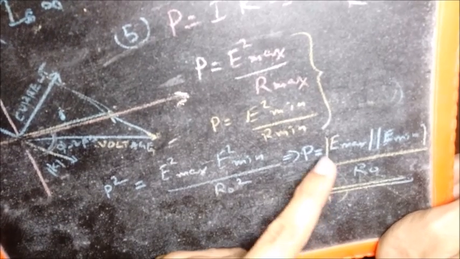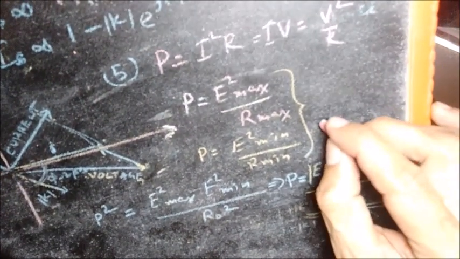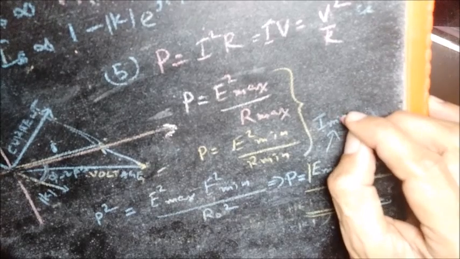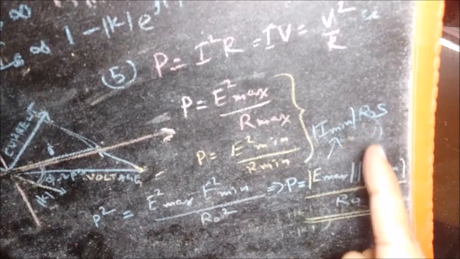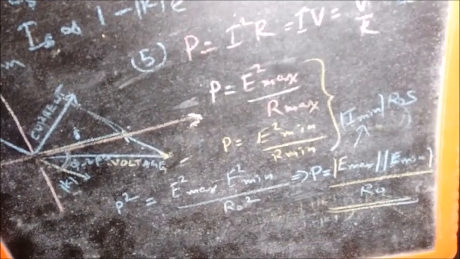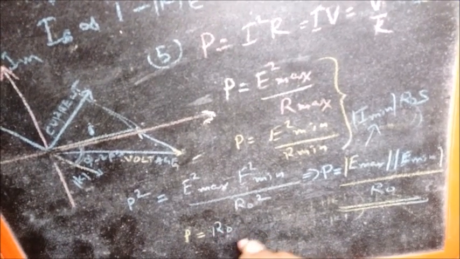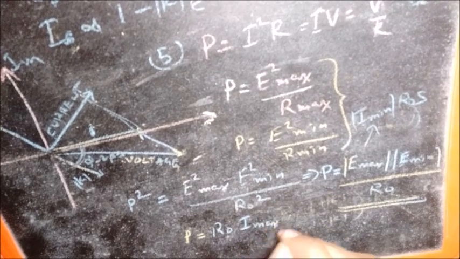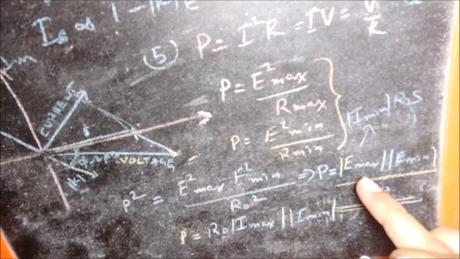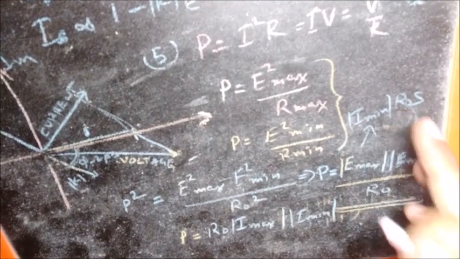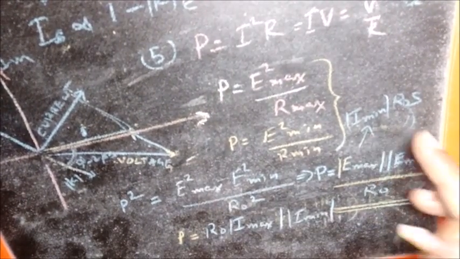And since Emax is Imin R naught S, and Emin is Imax R naught by S, by substituting it here you can show that power can also be expressed as R naught into magnitude Imax into magnitude Imin. If you just substitute, Emax magnitude is Imin magnitude R naught S, which we discussed in the previous observation, and Emin is Imax into R naught by S.